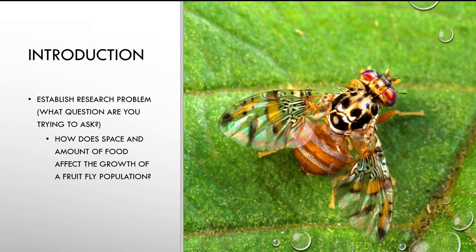So let's start with the introduction. At the beginning of your introduction, you're going to establish the research problem. So what question are you trying to ask? In our workbook on page 291, it gives us the question. It says, how does space and amount of food affect the growth of a fruit fly population? So that is our question. You'll need to include that question as part of our introduction. Okay.